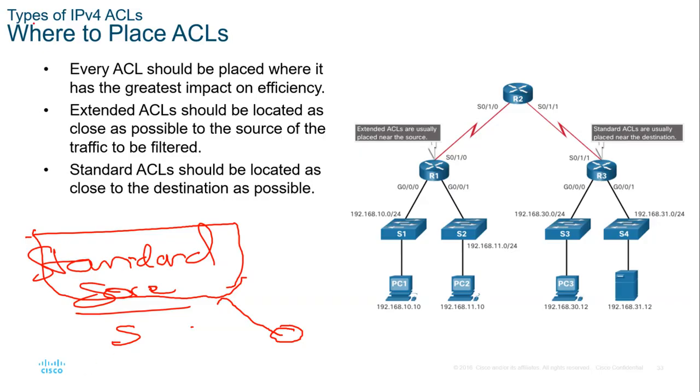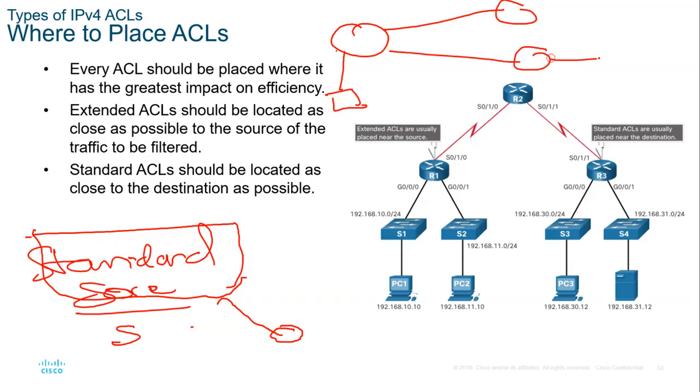I'll give you a scenario. We have a router here with this PC. This PC is connected to this, and then this here, and then this. Is a PC, is a PC. So this is 1, this is 3, this is 2. Let's assume that we want to deny this PC from accessing PC3.